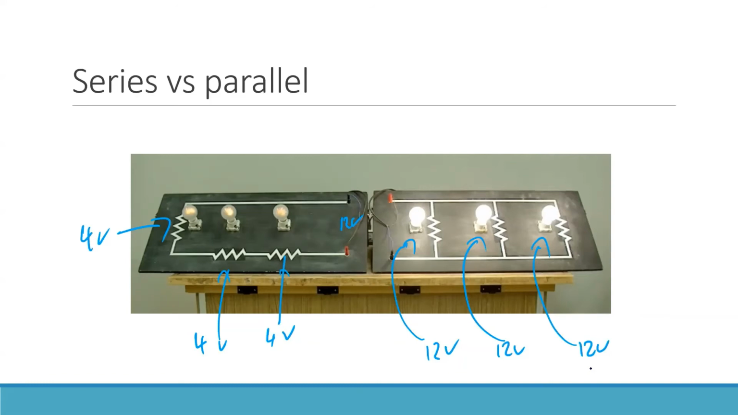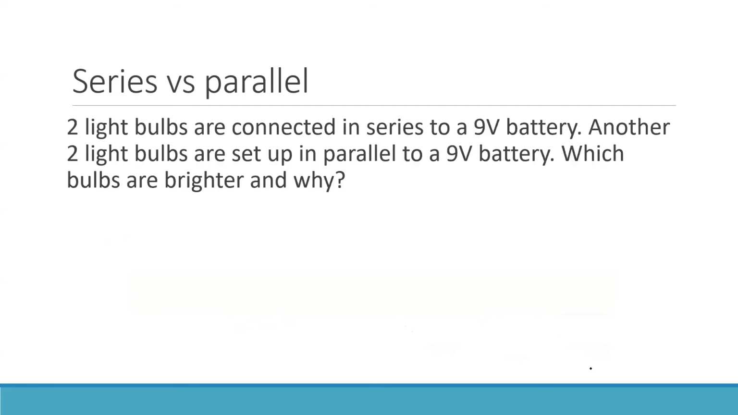Sorry, ladies and gents. The last question that I'm going to look at is this one here. This question says, if I have two light bulbs connected in series to a 9-volt battery, and another 2 light bulbs connected in parallel to a 9-volt battery, which bulbs are brighter and why?